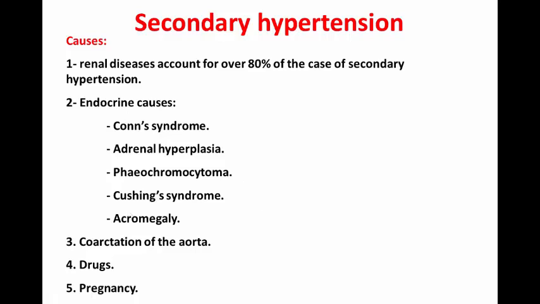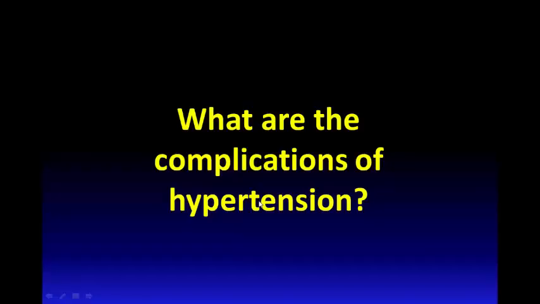Coarctation of the aorta, this is an abnormality in the aorta. This also results in secondary hypertension. Some drugs cause elevated arterial blood pressure and hypertension, and pregnancy might also cause pregnancy-induced hypertension.